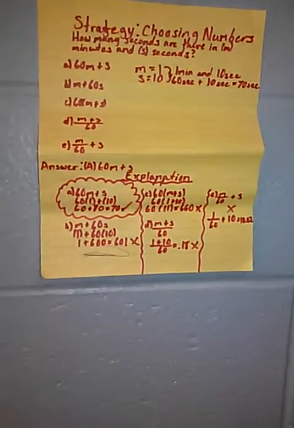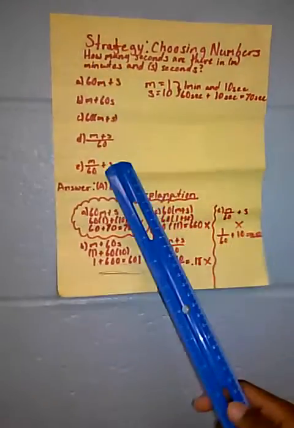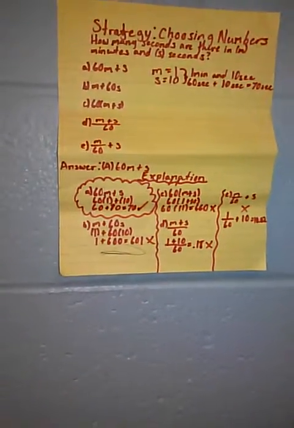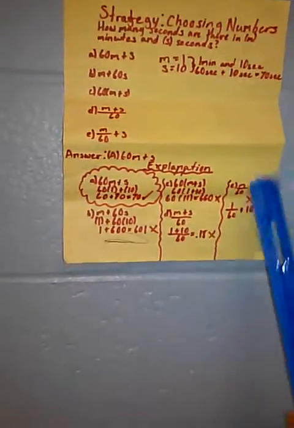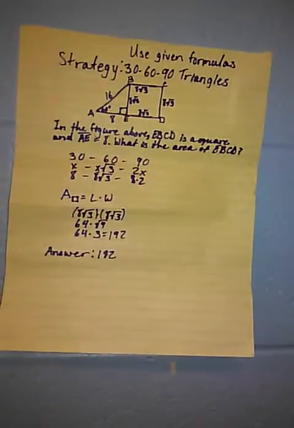So usually you want to try all these answer choices, and you still want to see which one worked. And if you see all of these did not work, you just move on to the next problem. The third strategy I will show you is use your given formulas.